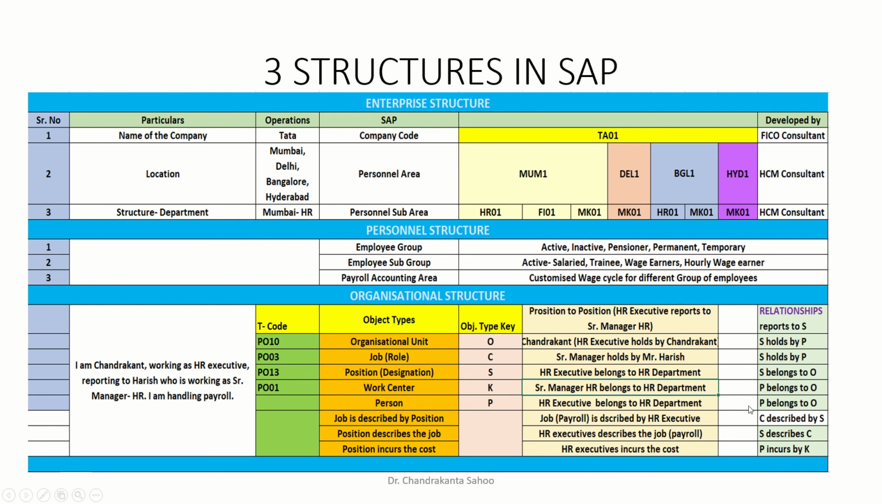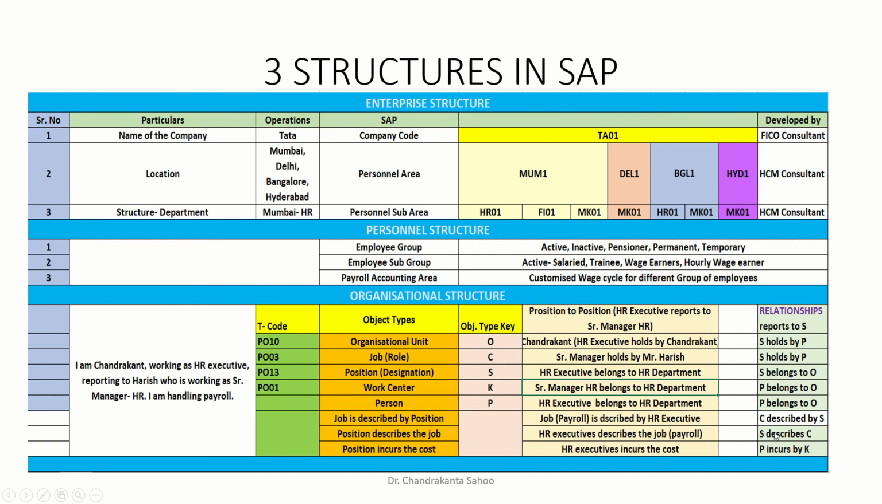Sorry, this is a position, and there are two positions here. So this position belongs to the HR department, and this position also belongs to the HR department. Now this is called job. Job is coded as C. The job payroll is described by HR executive, meaning C is described by S. So HR executive describes the job payroll.